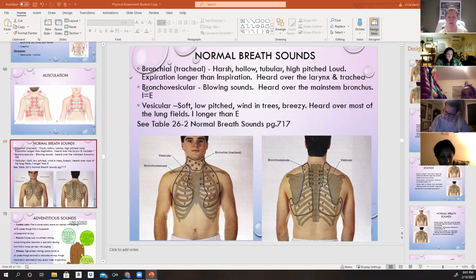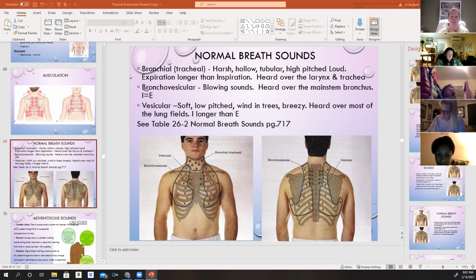Bronchovesicular sounds are blowing sounds, and they're heard over the main stem of the bronchus. Bronchovesicular sounds are going right here. You see that BV here; that's the main stem of the bronchus. If you could look in there, that's where that would be, and that's where you're going to hear those bronchovesicular sounds. When you hear bronchovesicular sounds, they're going to be equal with inspiration and expiration. I need you guys to know what I'm telling you about these bronchovesicular sounds, okay? It's going to be on your test.